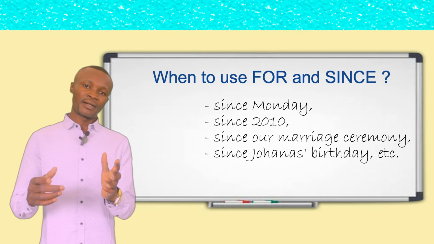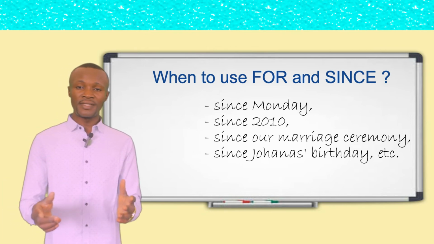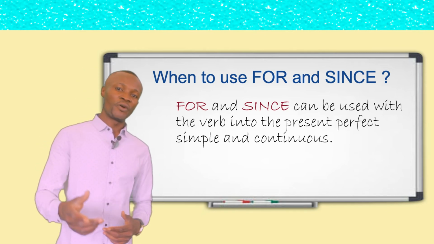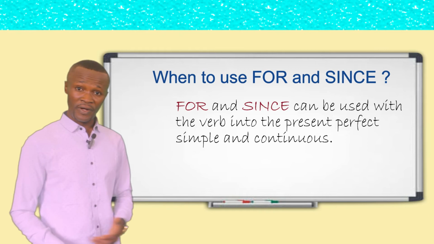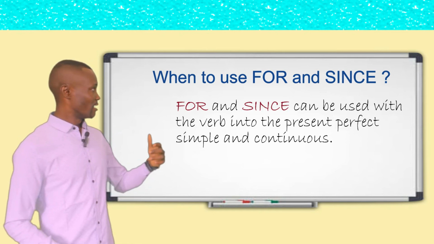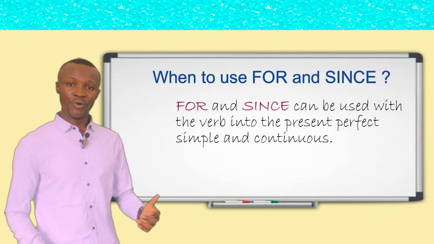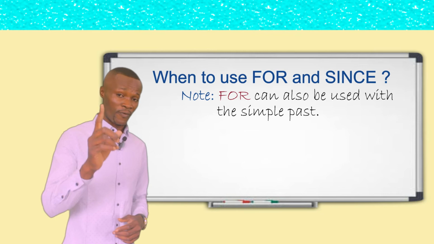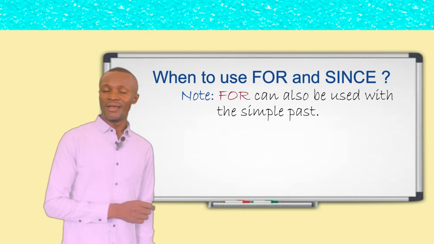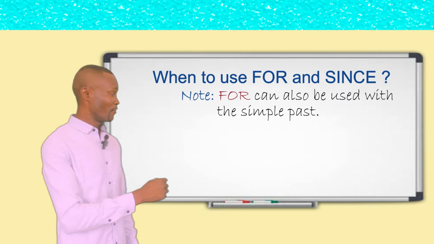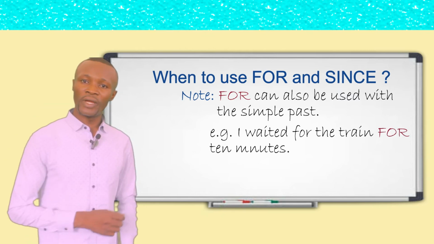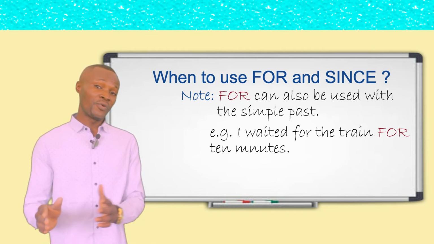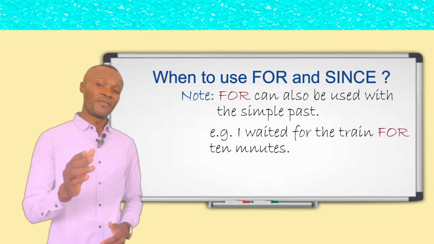And another information I wanted to provide here is to say that for and since can be used with the verb in the present perfect continuous. They may be used with the verb in the present perfect simple. But as for, we can also use the simple past. I can say, for example, I waited for the train for 10 minutes. You see, at this time, I have used for with the simple past.